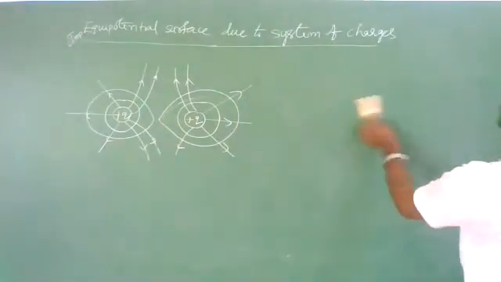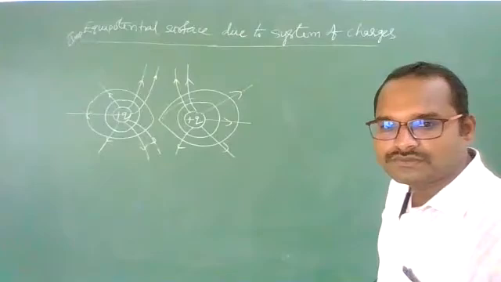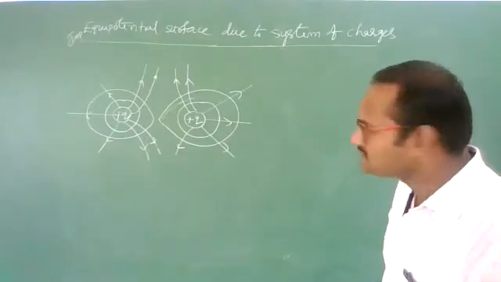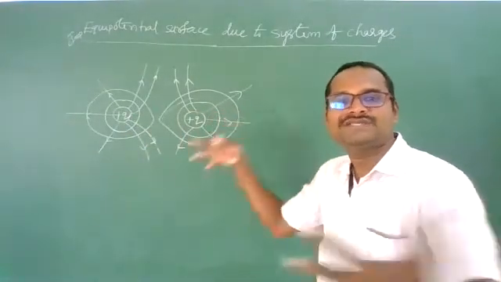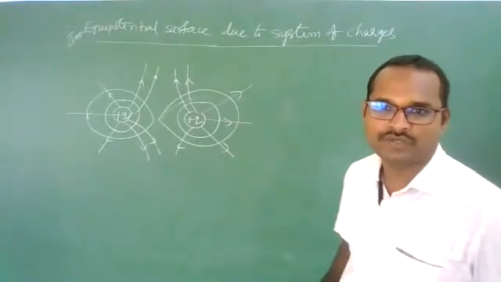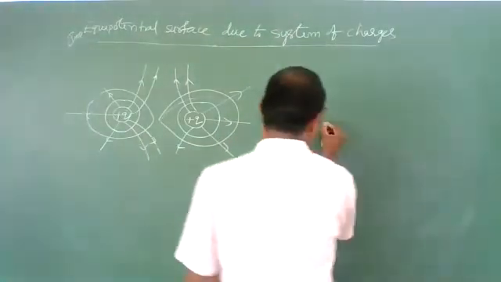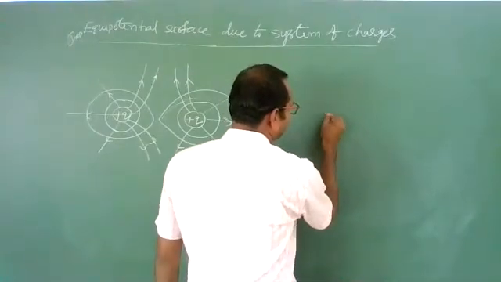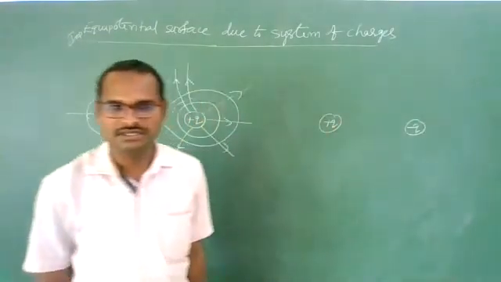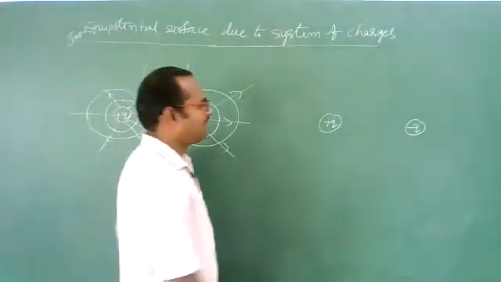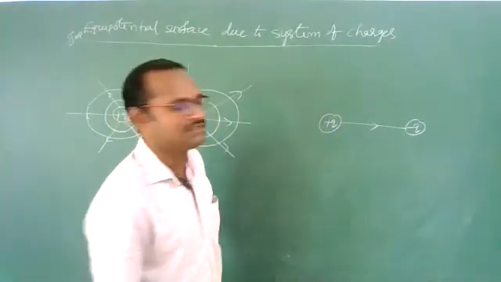Next. If both are negative charges, the arrow mark will be towards the charges. That's it. Now let us take a positive and a negative charge. Means one is a positive charge and another one is a negative charge. These are the two charges. First, draw electric field lines. Always, electric field lines start from a positive charge and end at a negative charge, like this.